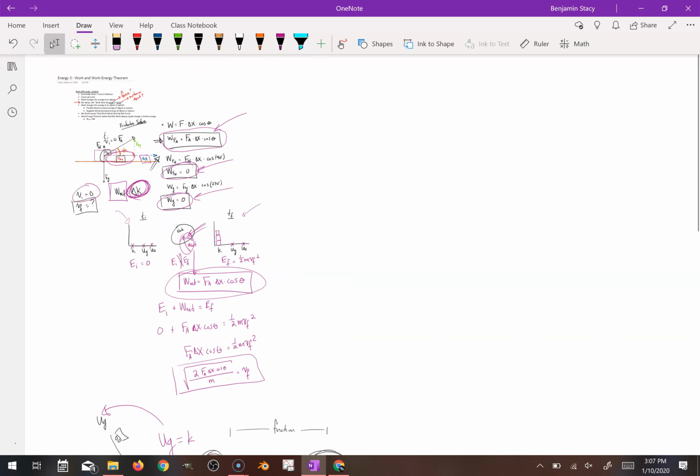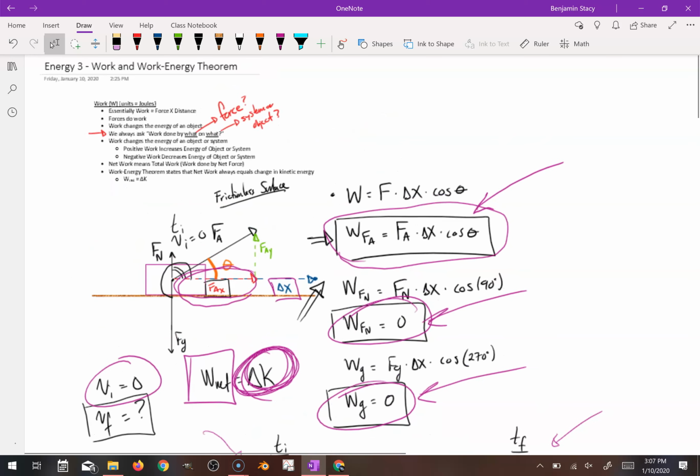All right, that's all for work and an example for the work energy theorem. We'll have another example of work energy theorem stuff because it's applied a lot and makes a lot of problems a lot easier to solve.